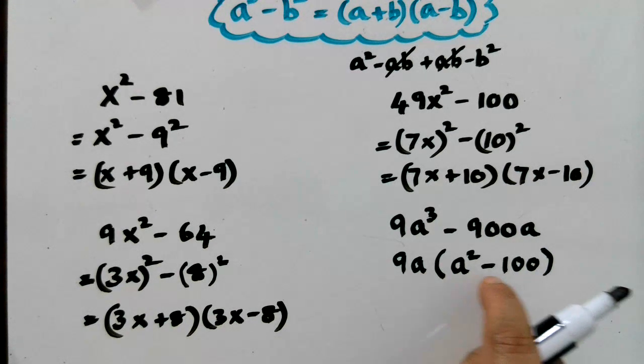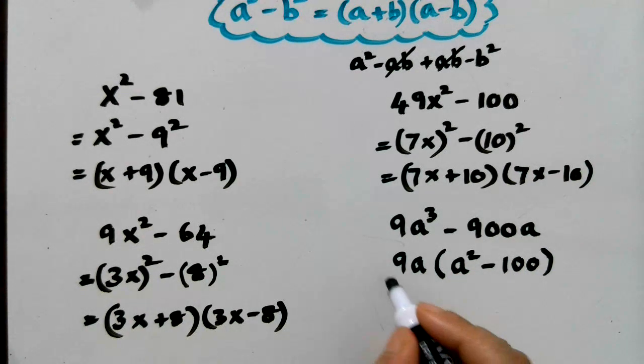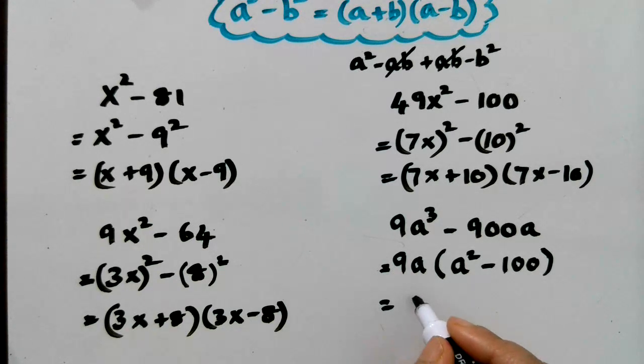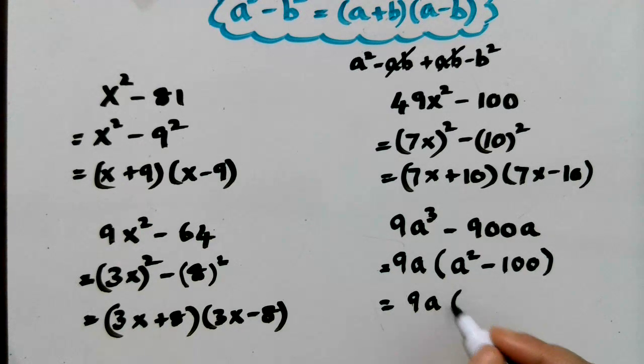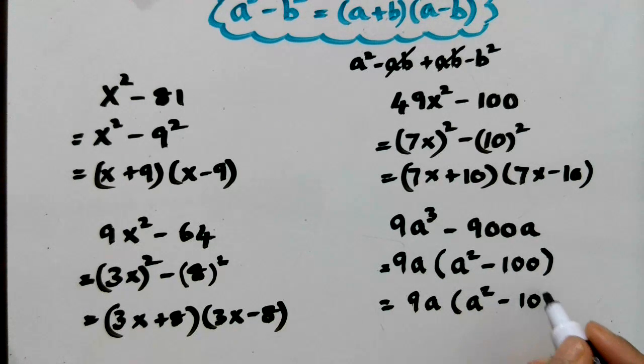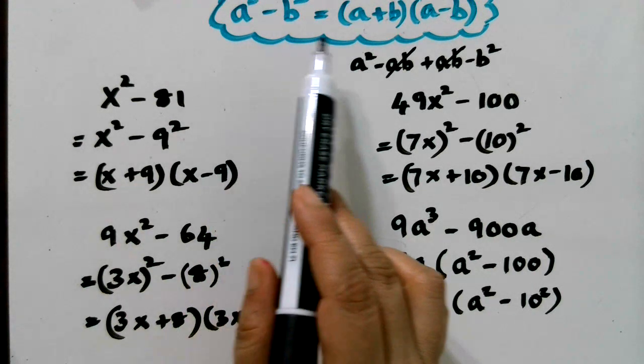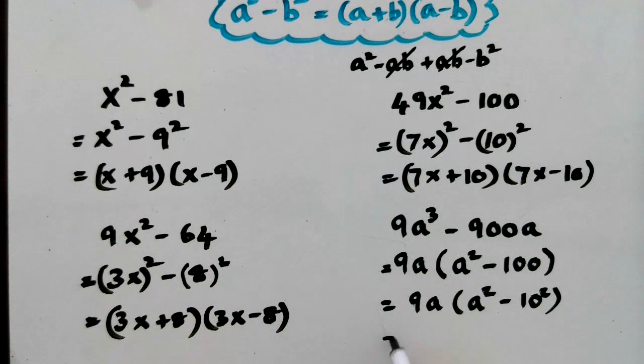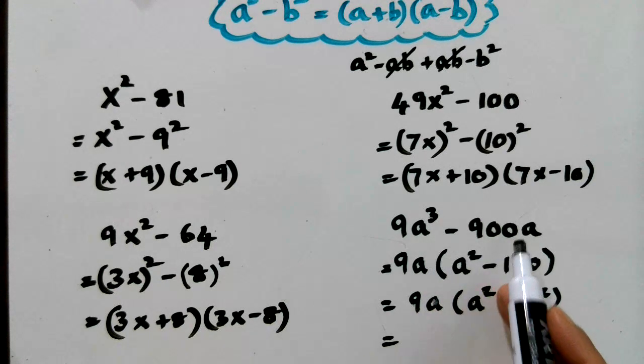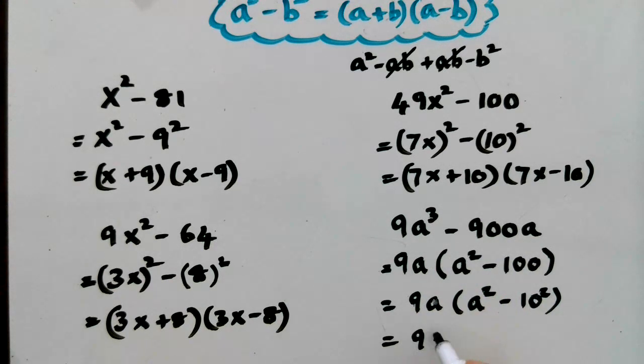Now, this is a difference of squares. You can bring down the 9a and say that this is a squared minus 10 squared. And we know a squared minus b squared is a plus b times a minus b. So the factors for this expression are 9a times a plus 10, a minus 10.